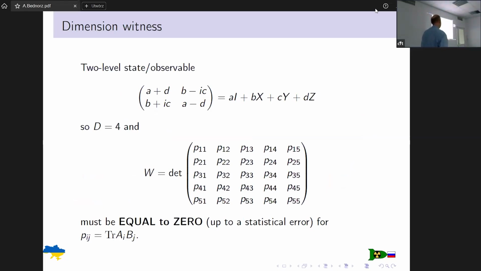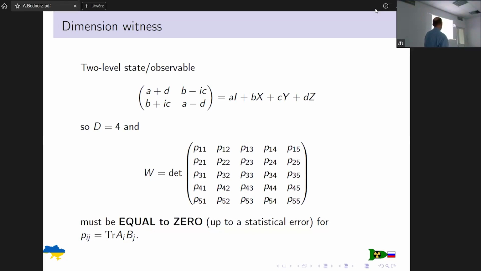How to check it? The idea is very simple. First-year studies. A qubit: this is a matrix, a density matrix of a qubit or an observable. It's a complex matrix, 2 by 2, and it has 4 parameters, A, B, C, D, like for matrices. So if you have this probability, which is a linear function of two matrices, then the determinant, if you take 5 of them, so one more, must be equal to 0, because there must be some linear dependence.